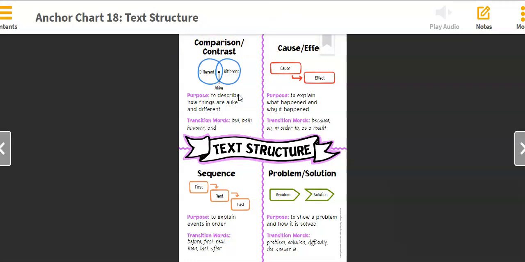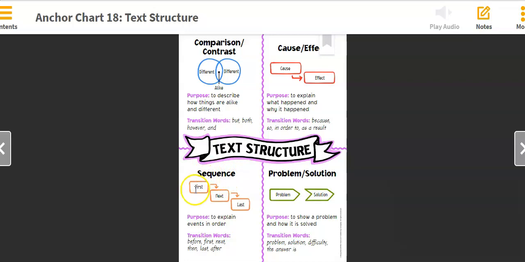The text structure, right? As you're reading, you're going to think about the text structure. What things, for comparison contrast, are different? What are the things that are different? And then what are the things that are alike? So the purpose is to describe how things are alike and how they are different. You'll see transition words like but, both, however, and the word and. For cause and effect, the purpose is to explain what happened and why it happened. So you'll see transition words, because, so, in order to, as a result. Okay, so your cause, why it happened, and the effect, what happened, right, kiddos?